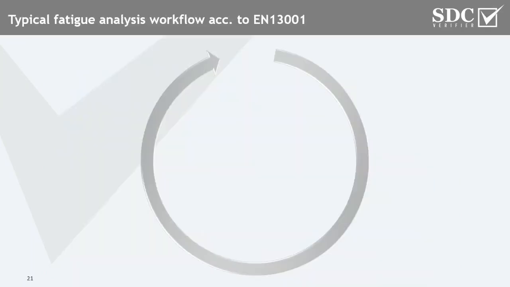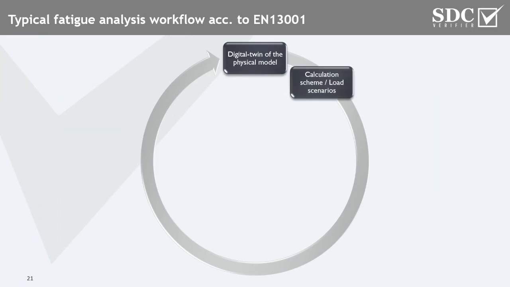So let's talk about the typical fatigue analysis workflow according to EN 13001. Obviously, if we want to extend its lifetime, we need to know the current state, and we need to calculate the so-called cycles to failure or fatigue damage. In such a complex scenario, you build a digital twin of your physical model, translating your physical model into a numerical solution, and you try to come up with a reliable calculation scheme and the loading scenarios. This standard prescribes these things. I will mention that later.